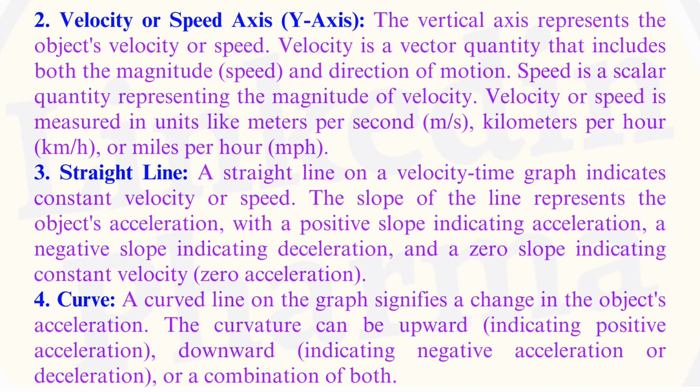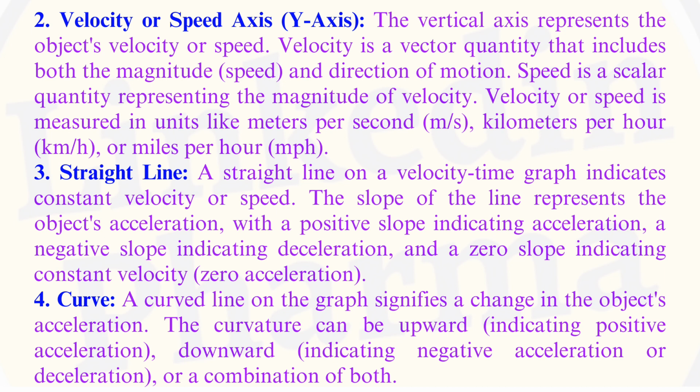3. Straight line. A straight line on a velocity-time graph indicates constant velocity or speed. The slope of the line represents the object's acceleration, with a positive slope indicating acceleration, a negative slope indicating deceleration, and a zero slope indicating constant velocity, zero acceleration.